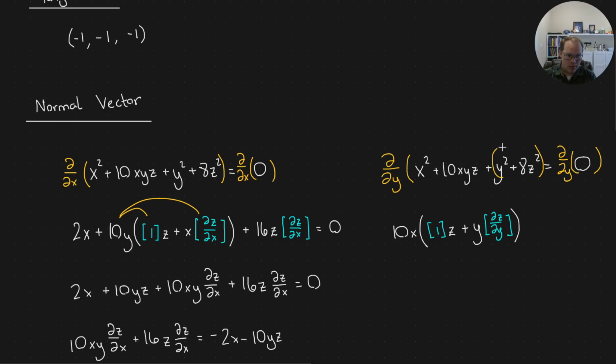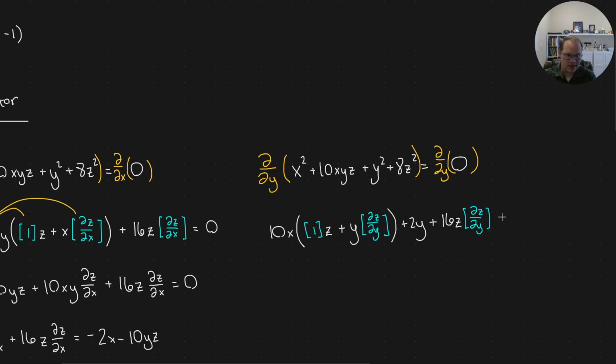Okay? Plus the derivative of y squared, that's going to be 2y. Plus the derivative of 8z squared. I need another chain rule there. Derivative using the power rule, I get 16z times the derivative of z with respect to y. On the right-hand side of the equation, derivative of 0 is just 0. Okay? Now I need to isolate partial derivative of z with respect to y.